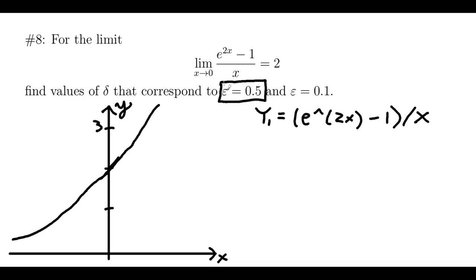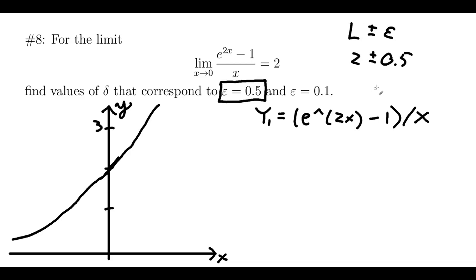Remember, we think of this epsilon as standing for error. So we imagine that there's an error tolerance of 0.5. The limit is claiming that the function is getting close to the value 2, but in this first part, we're allowing for an error of plus or minus 0.5. So basically we have 2 plus or minus 0.5. In other words, the limit L plus or minus epsilon.